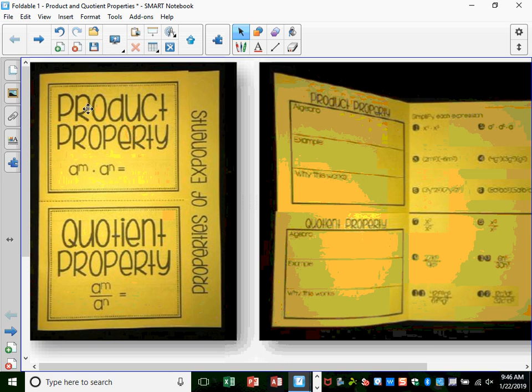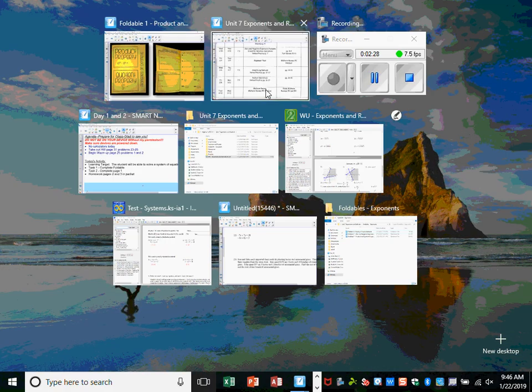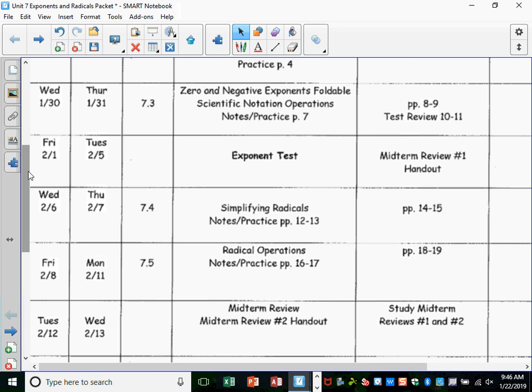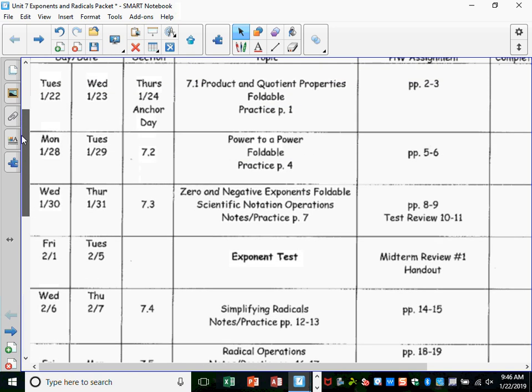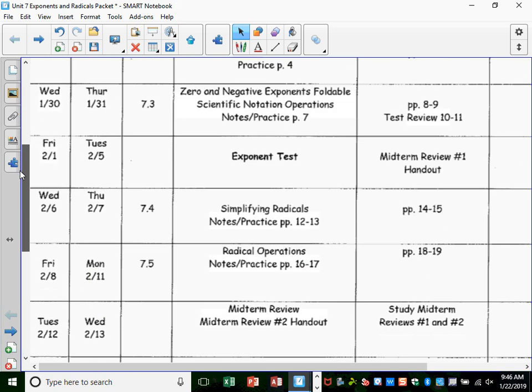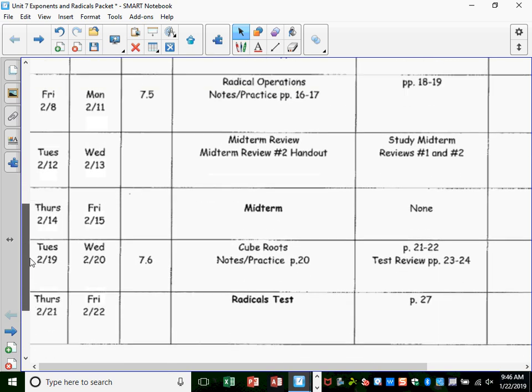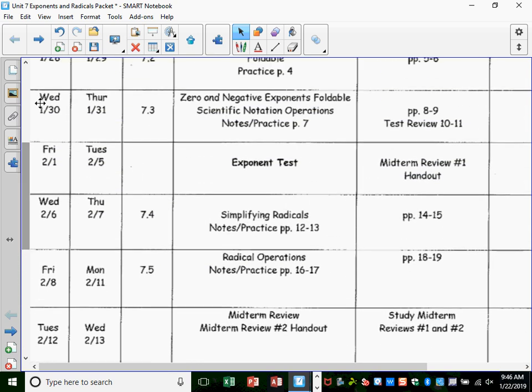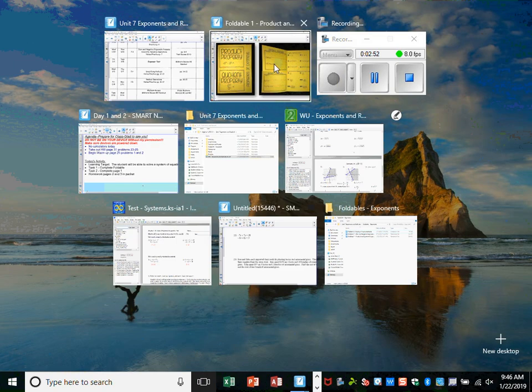If you want to fold this, you would just fold it where you could still see the title that says properties of exponents. So this entire unit, again, we're going to be talking about different properties for exponents. And then after we take the exponent test, we'll be talking about simplifying radical expressions. So you do have quite a bit going on in this particular unit. All right, let's complete the foldable first.